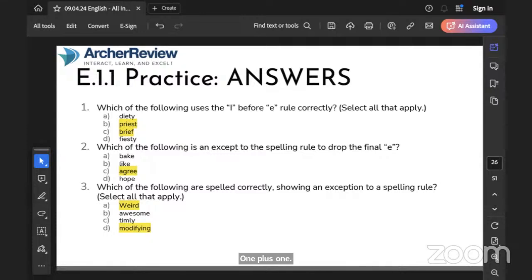Weird is an exception to the I before E. Yes, it is. So the rule says it should be W-I-E-R-D, but for some weird reason, see what I did there? It's W-E-I-R-D. Yep, that's one of those ones. Leisure, that's another one. That's an exception to the I before E rule.